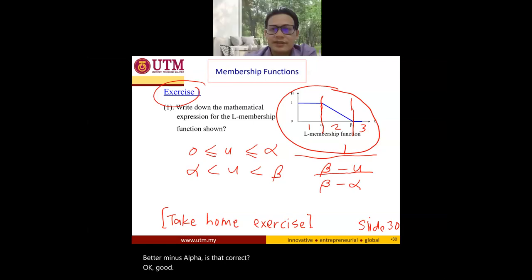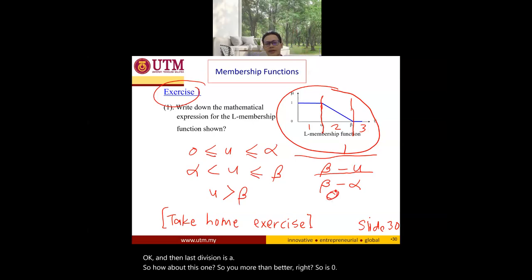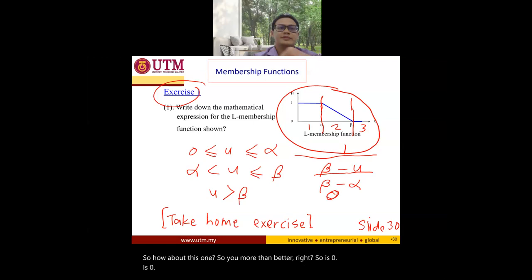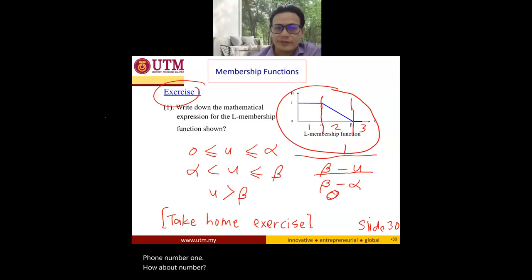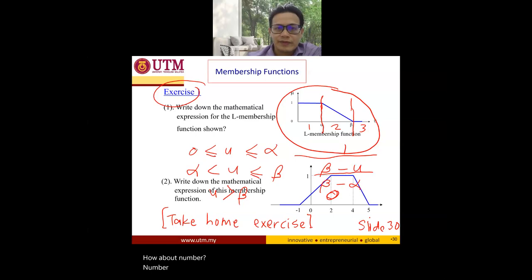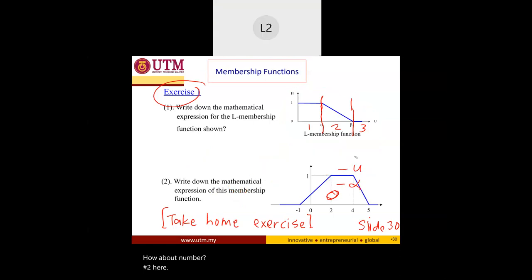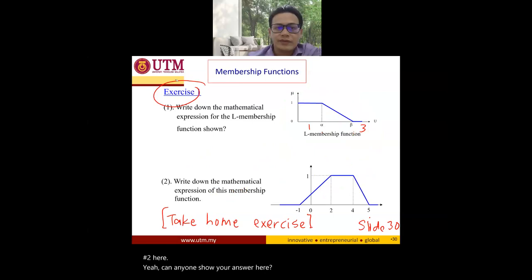Okay, and then the last division, how about this one? So u more than beta, right? So it is zero. Okay, so that is the answer for number one. How about number two here? Can anyone show your answer here? Anyone want to show?